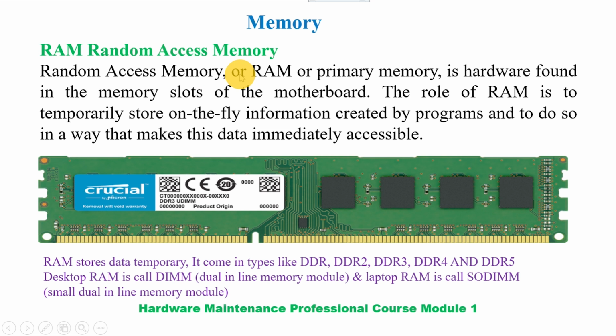Then memory. We'll discuss primary memory, which stands for random access memory or RAM. Random access memory, or RAM, or primary memory, is hardware found in the memory slot of the motherboard. The role of RAM is to temporarily store on-the-fly information created by programs, and to do so in a way that makes this data immediately accessible.